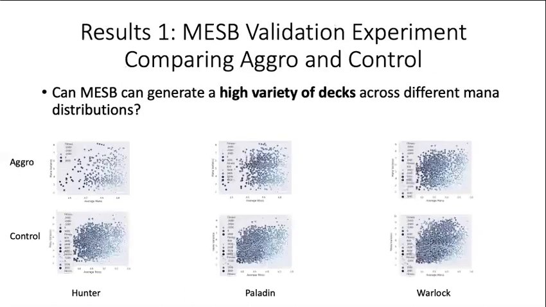So here's a scatter plot of what we're seeing with the Hunter, and the Paladin and Warlock are listed here, and the aggro and control are listed here. Each one of these is showing the fitness of the individuals in the map of elites, that grid we were looking at. The darker the color, the higher the fitness. The lighter the color, the lower the fitness. What that means is that dark colored decks performed well, whereas light colored decks did not.